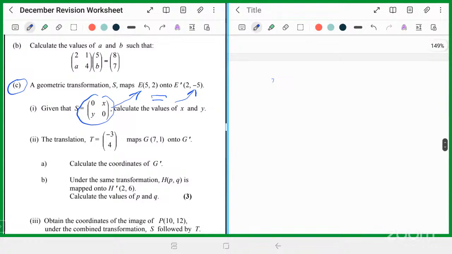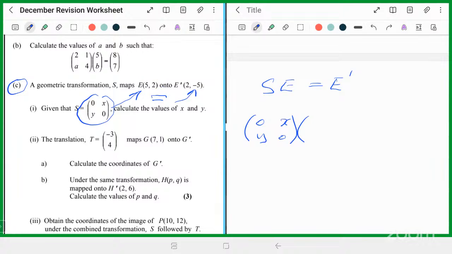When you apply the matrix S to the point E, the answer is E prime. You apply the transformation S to the point E, the result is E prime. So the matrix, we are told, is 0, x, y, 0, multiplied by the column vector for E. E is this point, 5, 2. That's the position vector. We know that we're working with position vectors. It is equal to the position vector for E prime, which is 2, negative 5. So it's similar to what we just did a while ago. It's an equality of matrices.